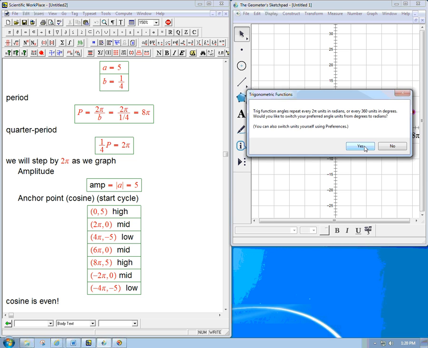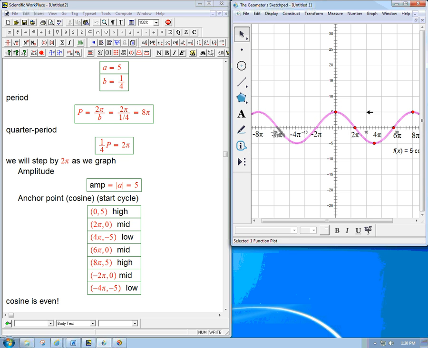Yes, very good. It asks, do you want degrees or radians? And of course I want radians mode. And there we go. That's what it's going to look like. So you're going to plot these points and then maybe these points as well, and just connect them with some sort of nice smooth sinusoidal curve. Okay.